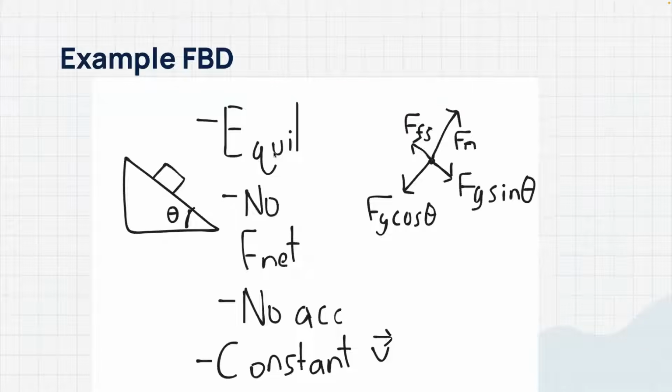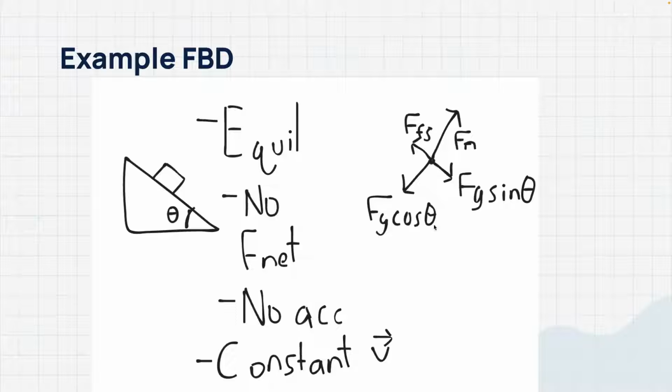Here's another example FBD, but on a rotated axis. So in this FBD, let's assume that the box is in equilibrium. So that means there's no net force, there's no acceleration, and there's a constant velocity. It can either be 0 or it's moving down at a constant speed. And looking at this diagram, basically, we're going to shift our axes in the normal force direction. So the Fn is perpendicular to the surface. So that's the direction of Fn.